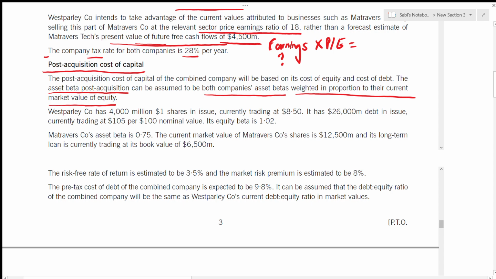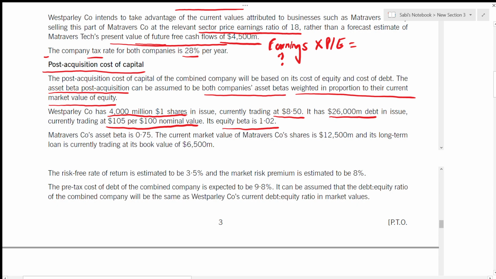Now let's go to the second para. Westpale has 4,000 million $1 shares in issue, currently trading at 8.5. That is the equity part. It has 26,000 million debt in issue, currently trading at 105 per 100 nominal value. That means it's trading at premium. Its equity beta is 1.02. So you have been given the debt. It has been trading at this, and equity beta is 1.02.